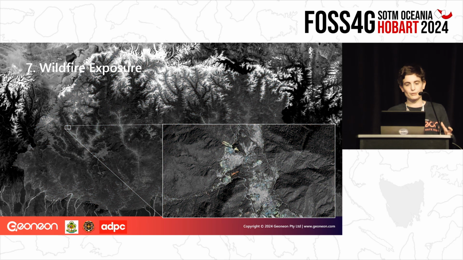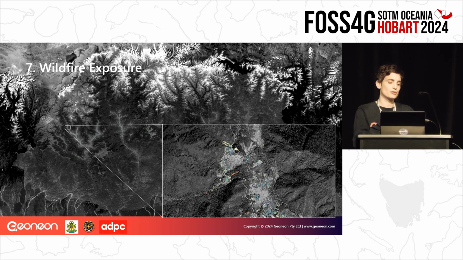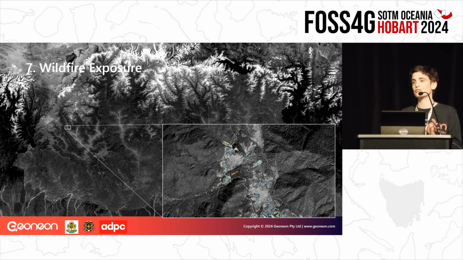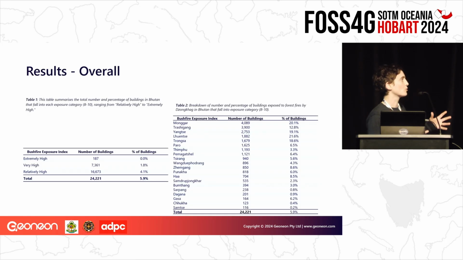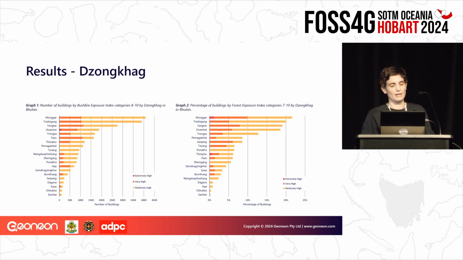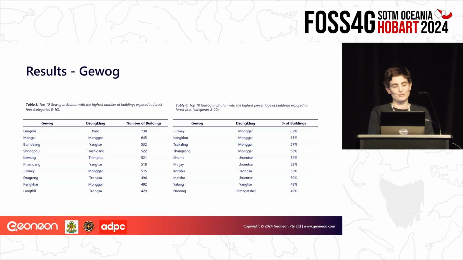And after, we calculate the exposure of each building. We look at within 100 meters around each building what is the exposure to the fire severity. So after, we can extract all sorts of analytics. For this, we looked at the number of buildings in local governments, then we went per district, and then to the higher district as well, called Gewog.